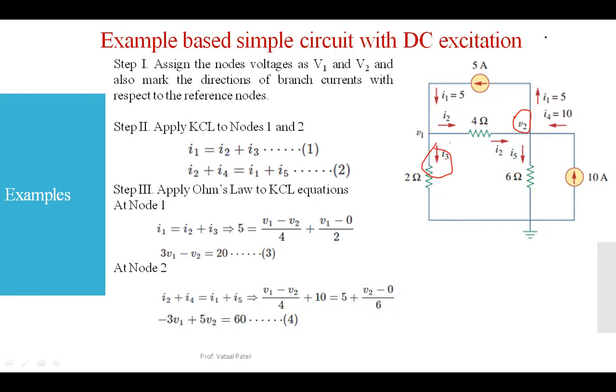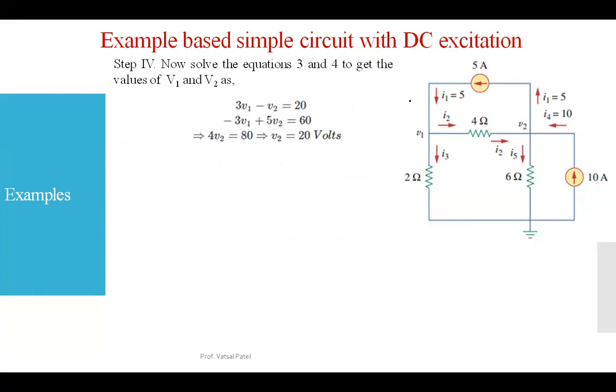Okay, I'm getting the answer. Someone says 20, someone says 12. So it is 80 divided by 4. So it is 20 volt for V2. After simplifying this equation, the V2 value will be 20 volt.